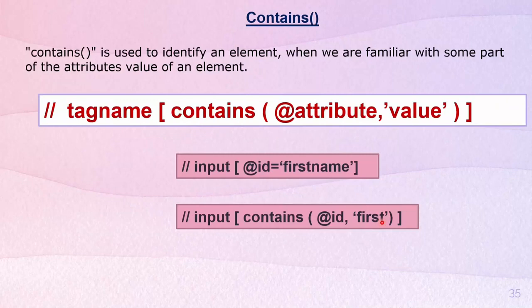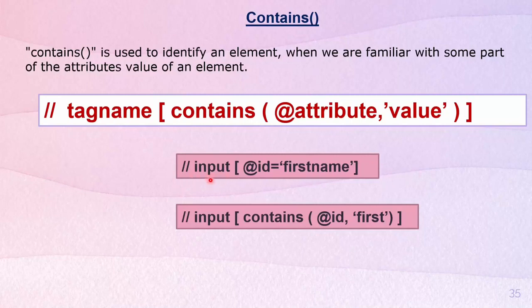So the next function that we're going to study is the contains function. Now the contains is used to identify an element. All the functions that we studied till now of XPath are used to identify an element when we are familiar with some part of the attribute value of an element. Now this means that when we are familiar with some part of the attribute's value, for example, let me show you the normal syntax of the relative XPath that we write is this, right?